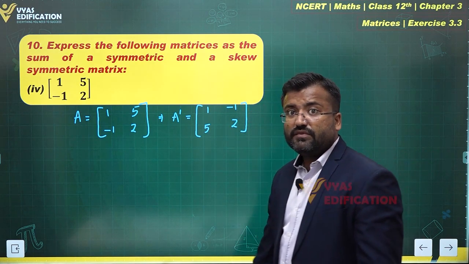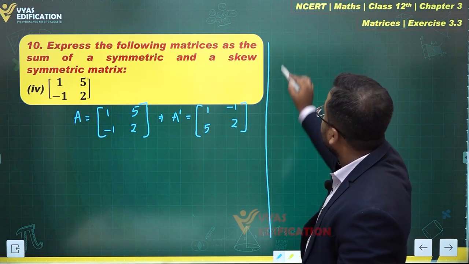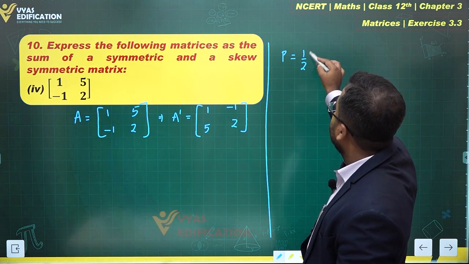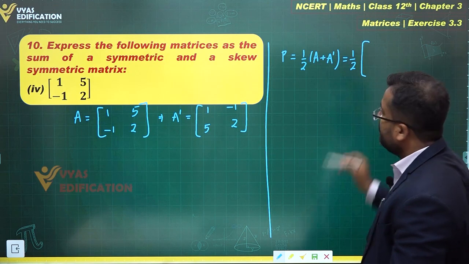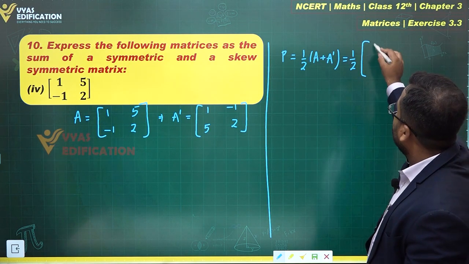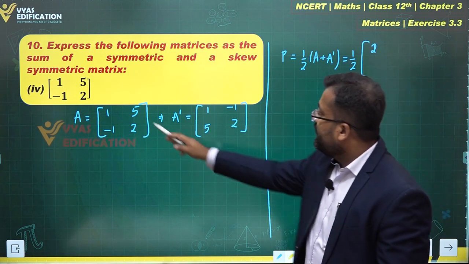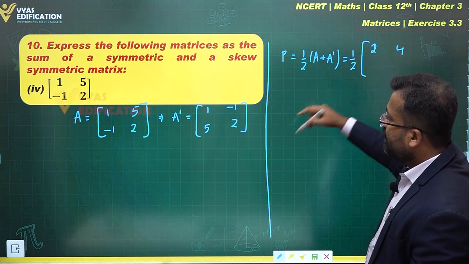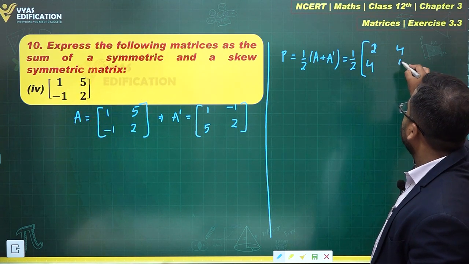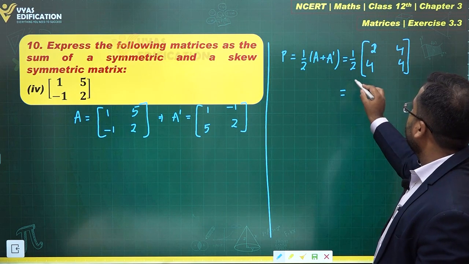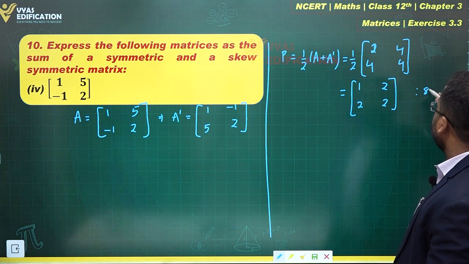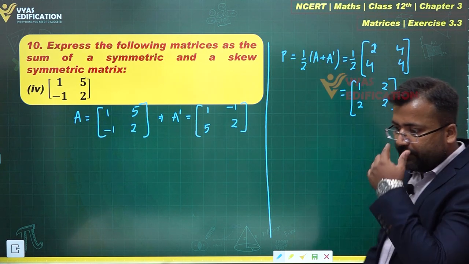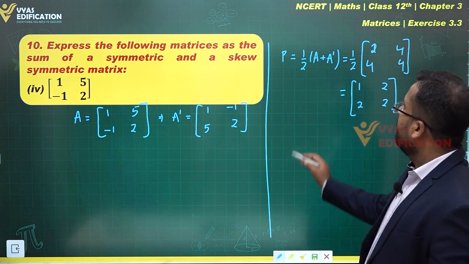Okay. Can I find the matrix P equal to half of A plus A prime, which is equal to half the sum of these two matrices? What is that? 1 plus 1? 2. The second element 5 minus 1 would be 4. Minus 1 plus 5 would be 4. 2 plus 2 would be 4. And let's divide by 2. This is 1, 2, 2, 2. Is it a symmetric matrix? Yes, this is a symmetric matrix. Observe, this is a symmetric matrix.